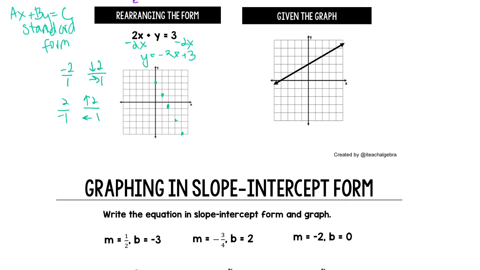And we can also go up 2 and left 1. And that's what our line looks like.